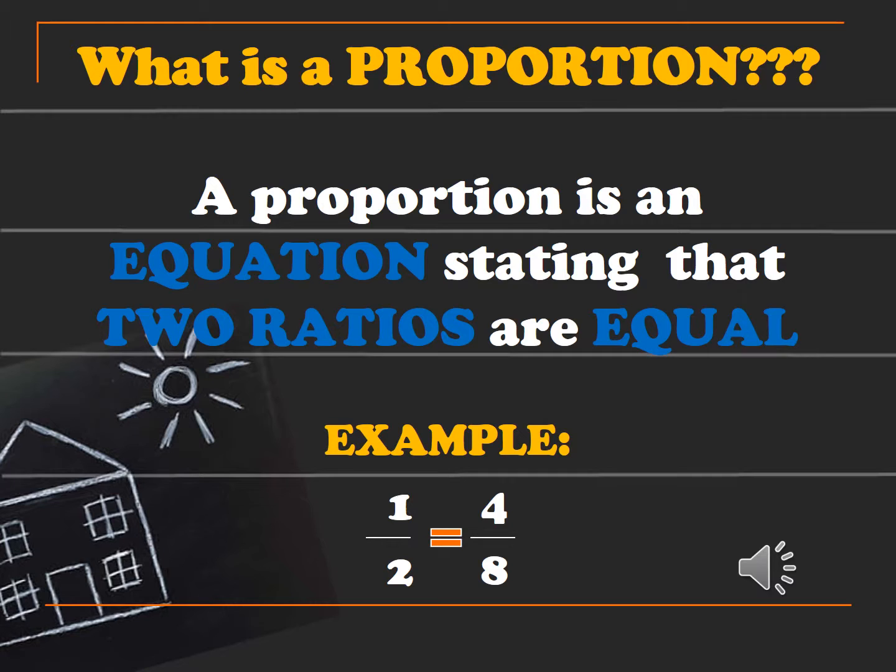In the example, you'll notice that we wrote both ratios as fractions. On the left, we have 1/2 equal to 4/8. I think this late in the school year, we would all agree that 4 is half of 8, so 4/8 is equivalent to 1/2. Therefore, this would be a proportion.